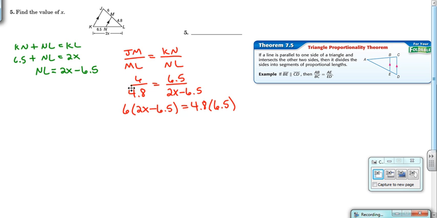So when I cross multiply, I'm going to do 6 times 2x minus 6.5 and 4.8 times 6.5. So that leads me to 12x minus 39 equals 31.2. Add 39 to each side to get 70.2. Divide each side by 12, and I'm going to get x to be 5.85.